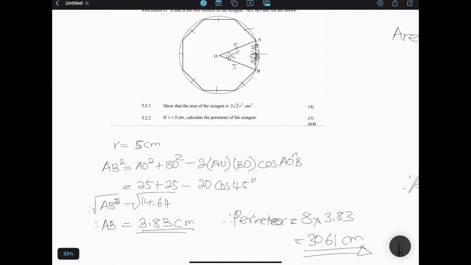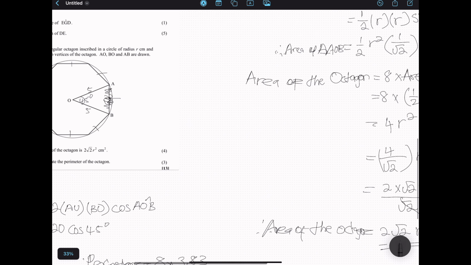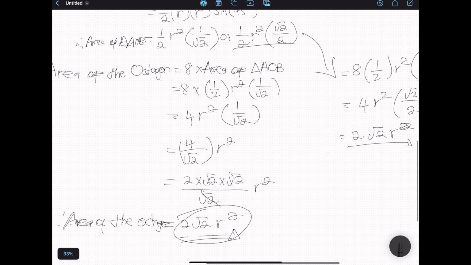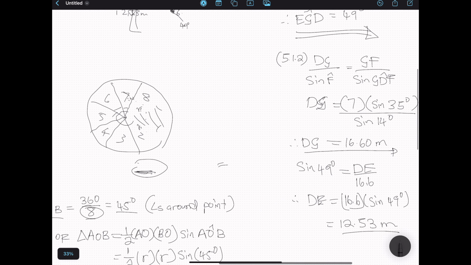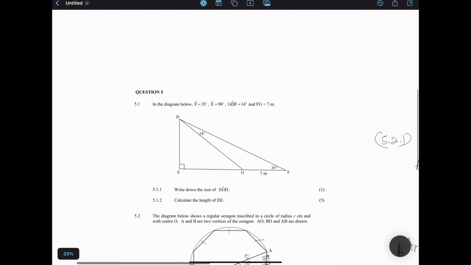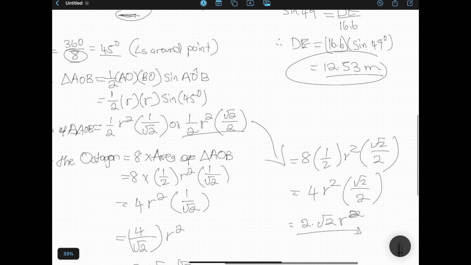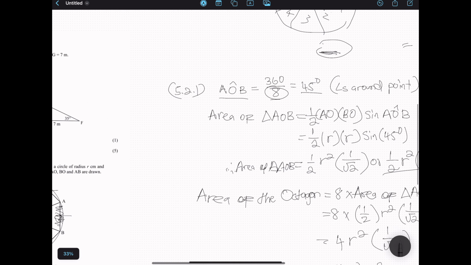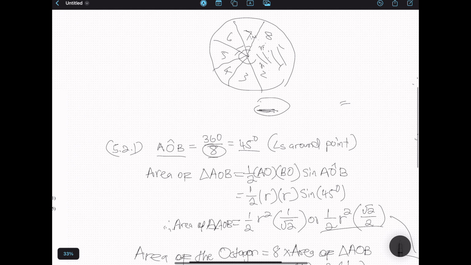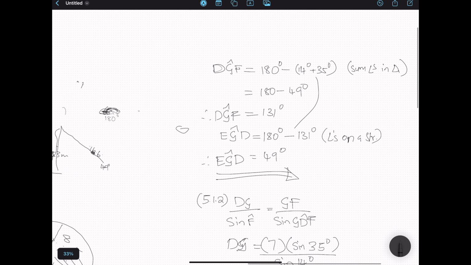The last question, this is the answer. The second question, we proved it, you saw it. The 5.1, 5.12, we got the answer there. Then the first question, we also got the answer, which happened to be this one, 49 degrees.